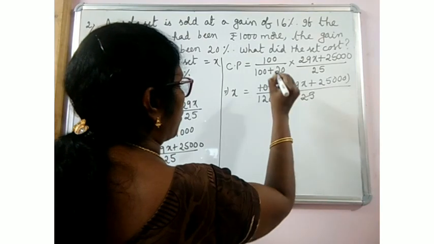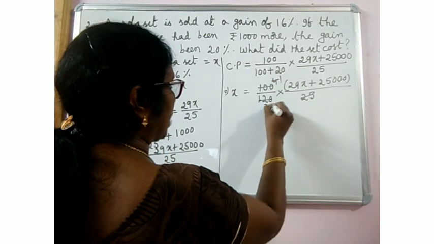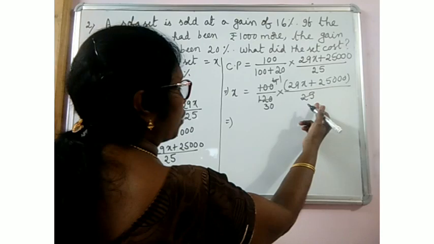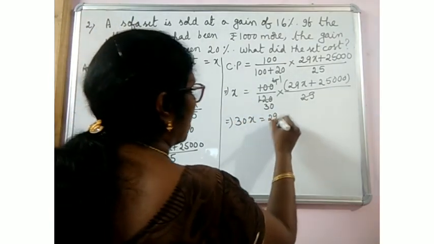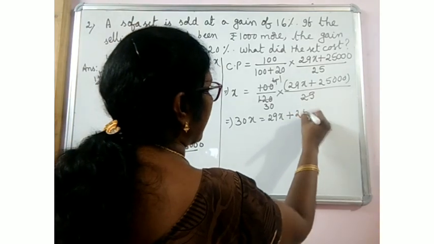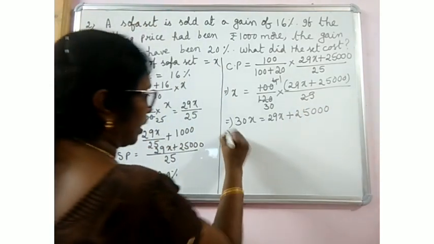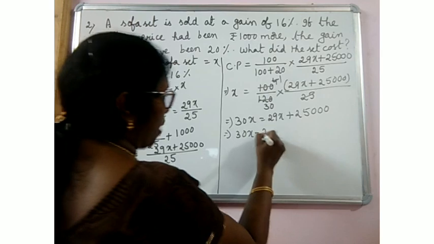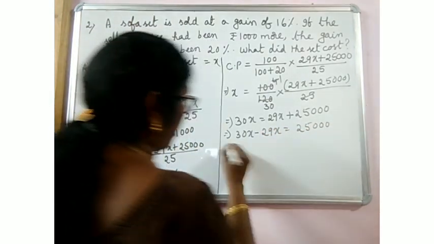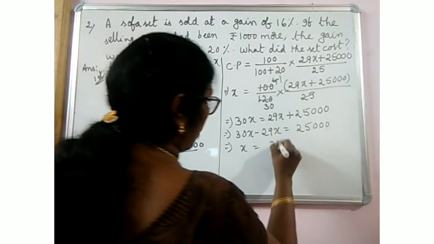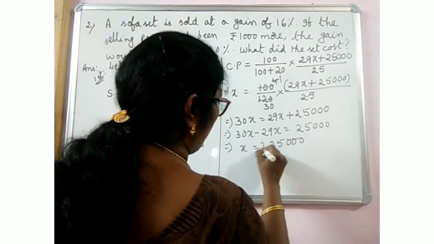25 ones are 25, 4 ones are 4, 30s are 30. So the denominator is only 30. Let me bring this to this side. 30x equals 29x plus 25,000. That implies 30x minus 29x is equal to 25,000. That implies x is equal to 25,000 rupees.